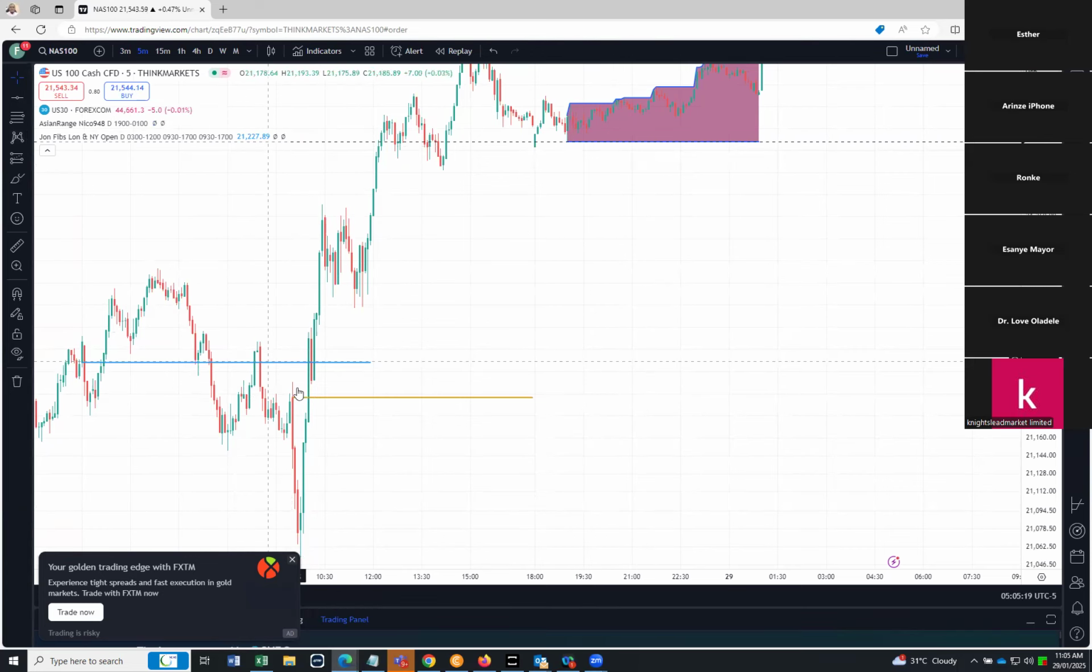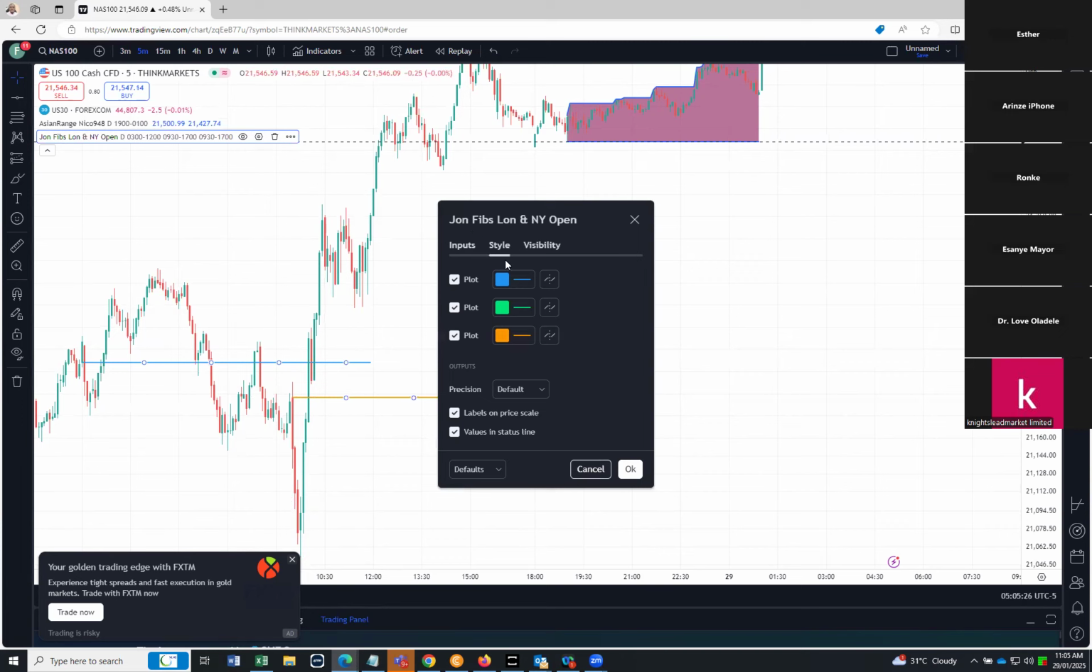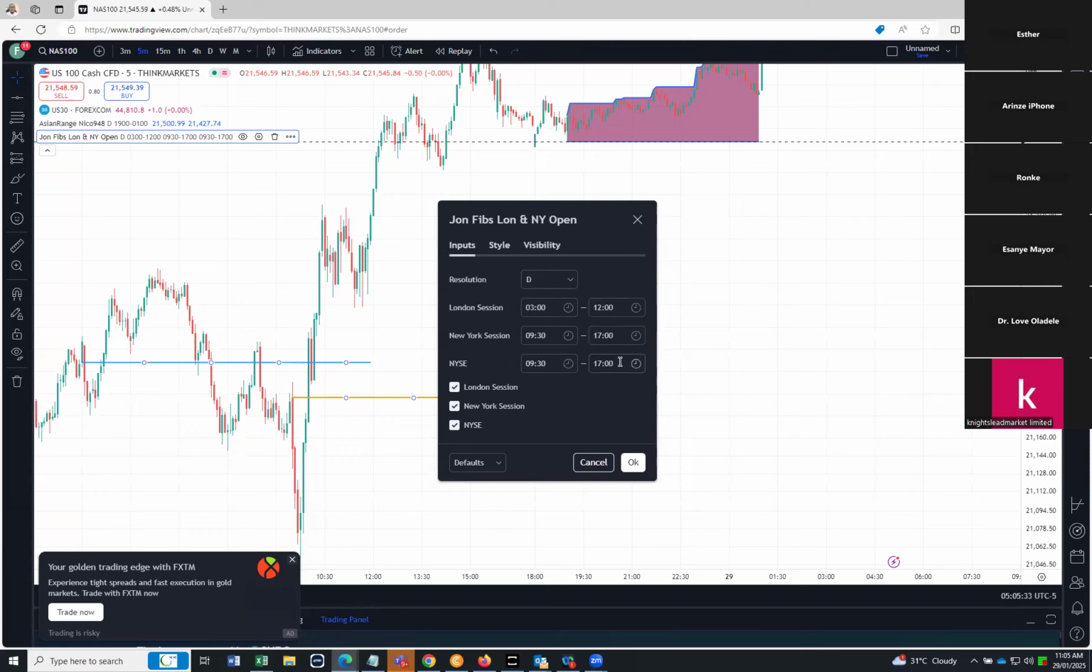But if you want to change these two colors too, for example, you can come here and come to settings. So these are the colors. You can decide to change all of these colors to whatever, and then the timing for London session, New York session, that's all there is to it. There's really nothing else, like I said, I think it's just for reference. I didn't even touch any of these things. Do you understand that?